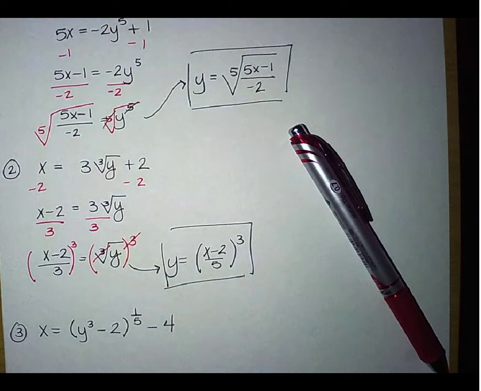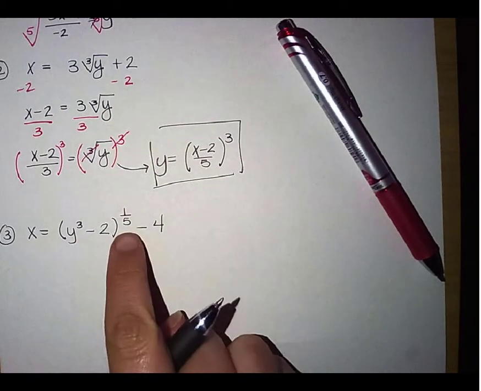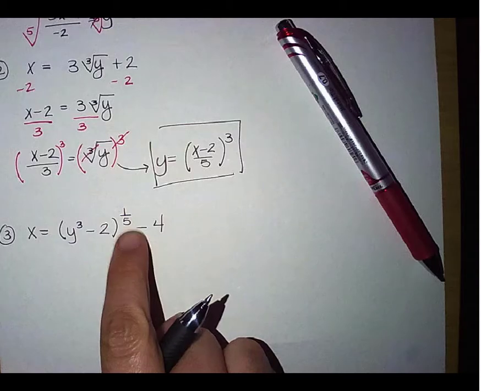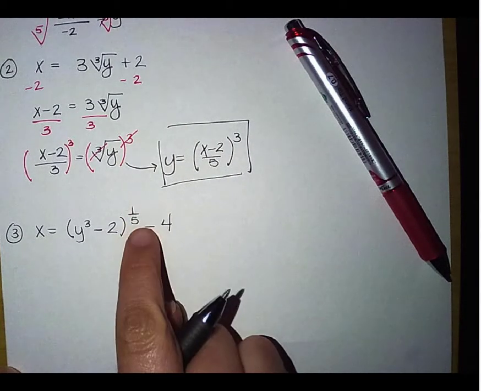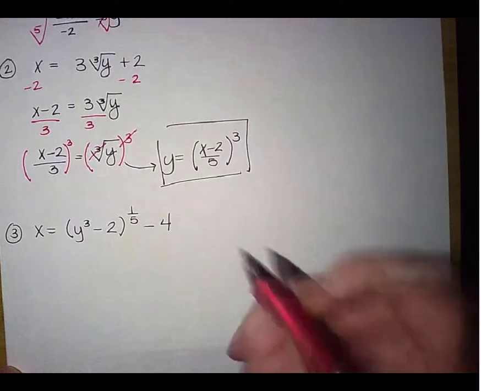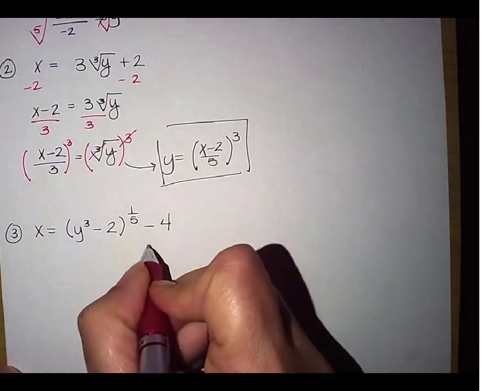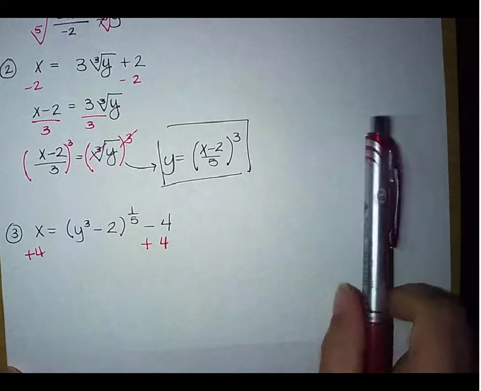All right, one more question here. So remember, if you don't like that 1/5, you can rewrite this as the 5th root instead of 1 over 5. And you can do this as a part of a step. You don't have to rewrite the entire problem. We're going to start the problem by adding 4 to both sides, getting rid of that negative 4.